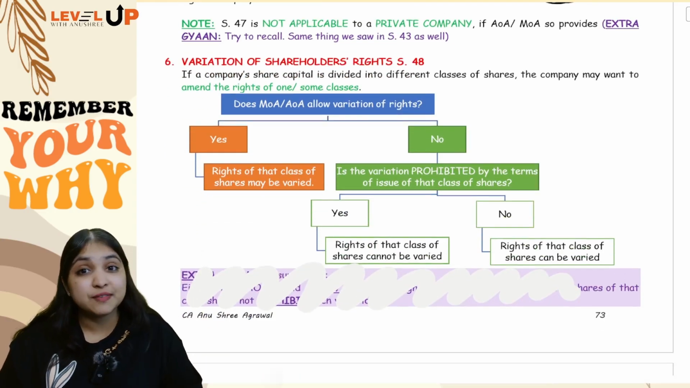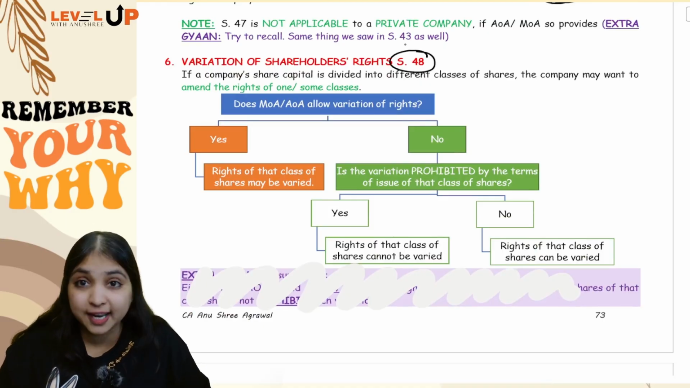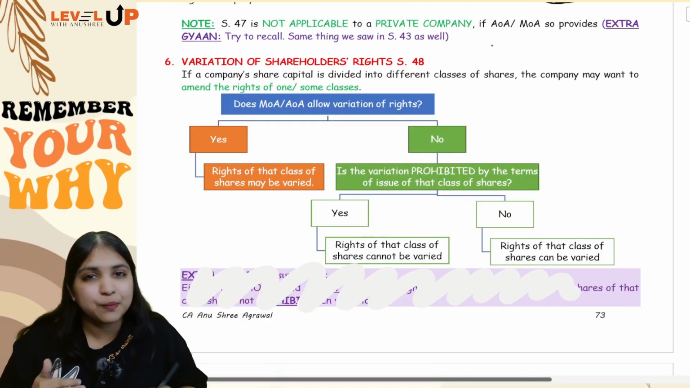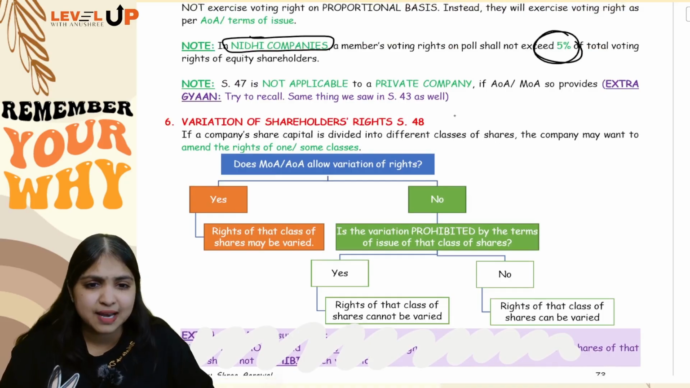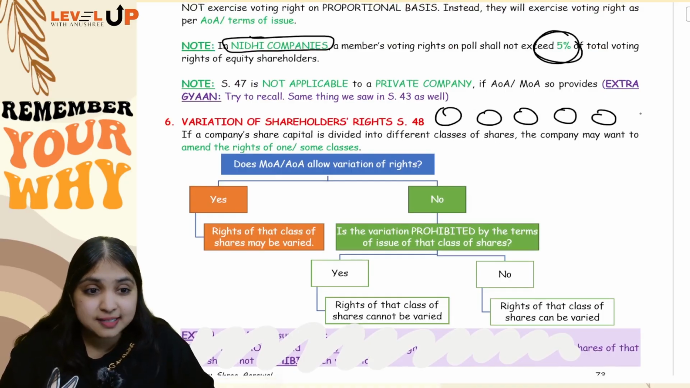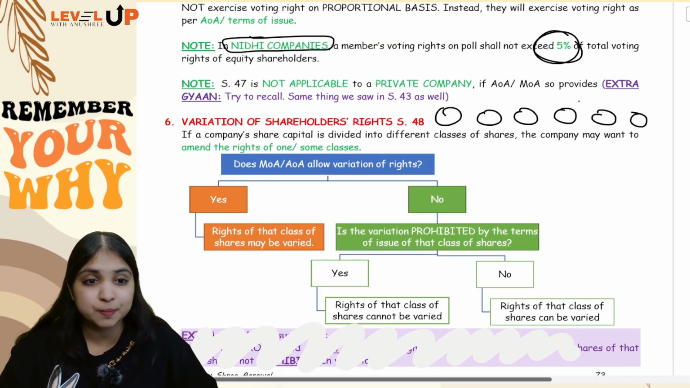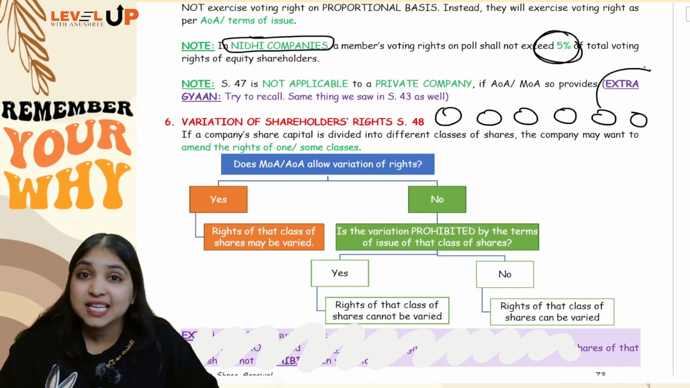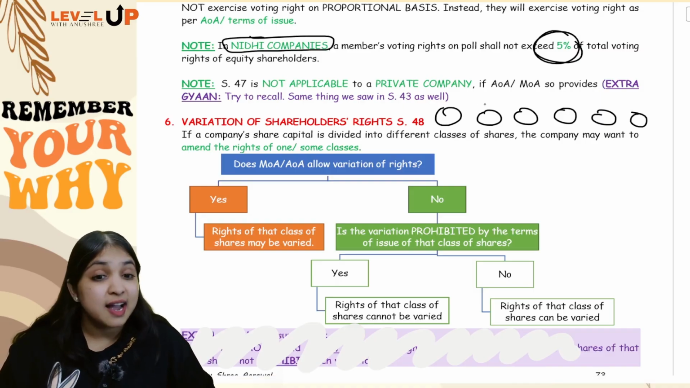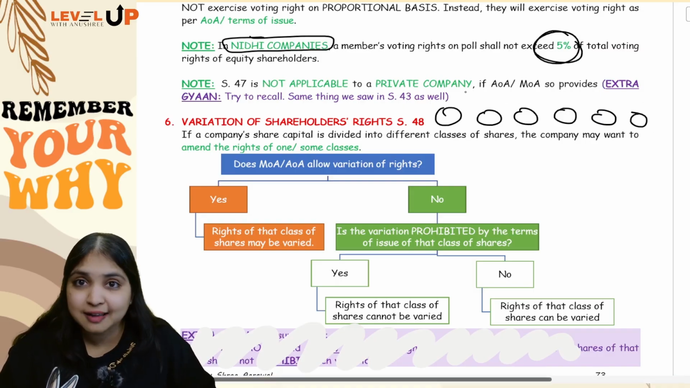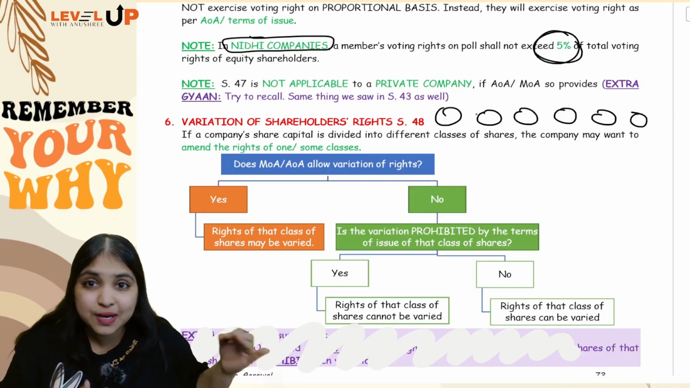Then we discussed about variation of shareholders' rights. Section 48 we learnt about. In section 48, we are saying that company will have multiple classes of shares, guys, like equity shares fully paid up, equity shares 9 rupees paid up, equity shares 6 rupees paid up, differential rights shares, 6% preference shares, 10% preference shares. Like this, company will have different classes of shares. Now each class of shares will have its own rights.